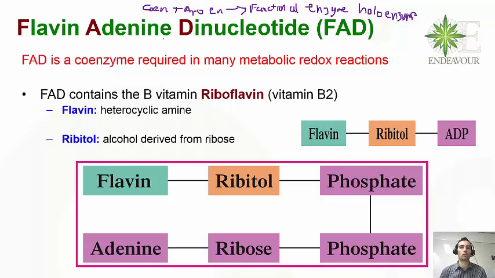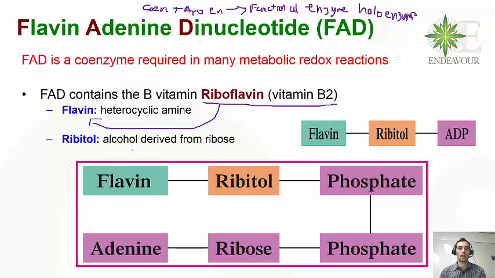So let's have a look at what some of those groups are for our flavin adenine dinucleotide, or FAD. So we see here that the FAD is a coenzyme that's required in many of our metabolic reactions, and it's actually from riboflavin, which is vitamin B2, that we're able to derive our FAD. So the riboflavin group is actually modified into flavin, which is a heterocyclic amine, and this is the component that is needed for our FAD.